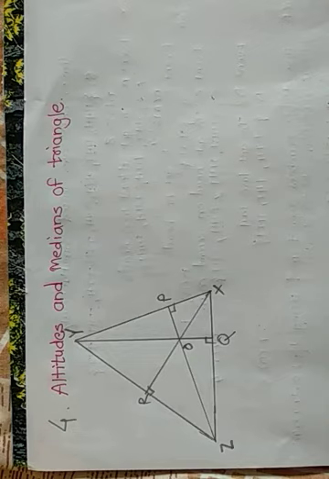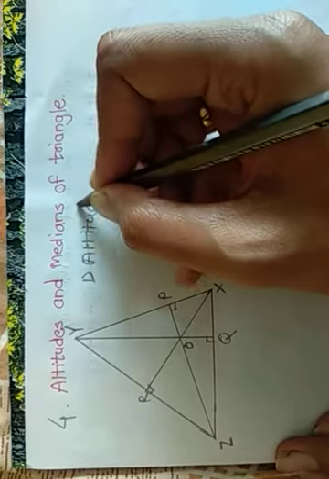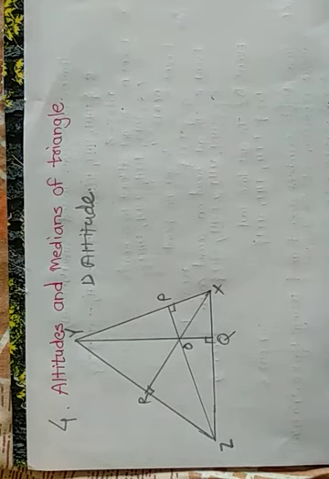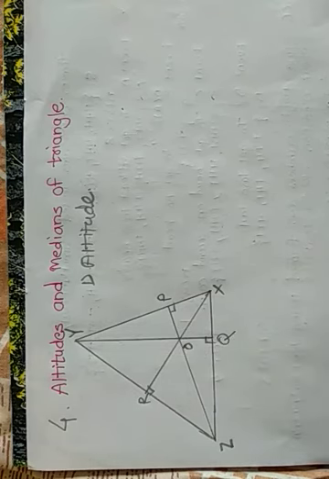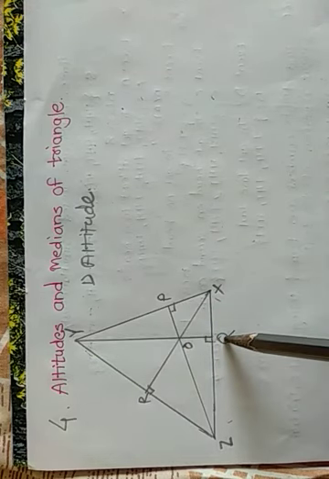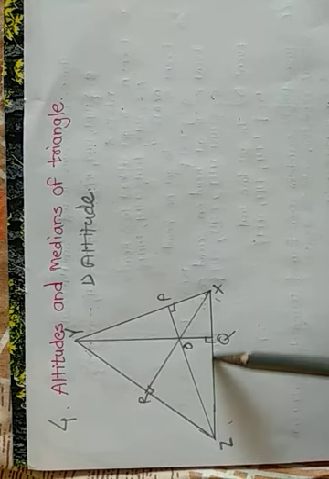Let's see the first point, altitude. Altitude means what? The perpendicular segment drawn from the vertex of a triangle to the side opposite to it is called an altitude of the triangle. Altitude means height of that triangle. Let's see here in triangle XYZ, YQ is the altitude on the base ZX.